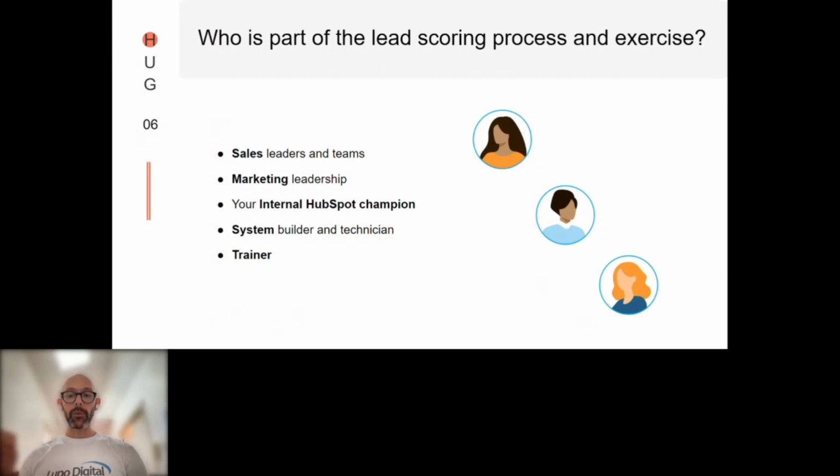Fourth, we're going to need someone with expertise in lead scoring, for example, us at Lupo, or someone who's done lead scoring before, especially if you don't have someone already. And then finally, allied to that is just a trainer, someone who can actually train all entities how this whole system is going to function, how it's going to come together, and how it's going to work.